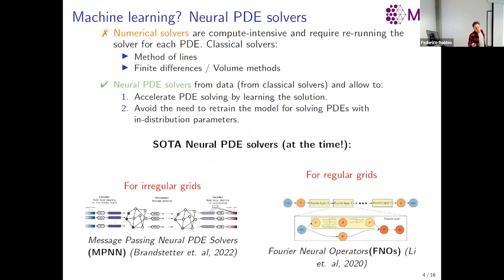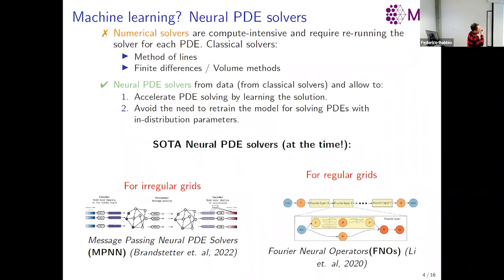So why use machine learning for this if we can do it with numerical solvers? The problem with numerical solvers is that they are very compute intensive. Depending on the resolution as well, and I will talk about resolution later because it's key, they might take a long time. And you have to rerun them every time you have a new PDE, or a new initial condition, new boundary condition, etc. You have multiple methods: method of lines, finite differences, volume methods. For example, for weather, a lot of people still use these, but it just takes a long time.